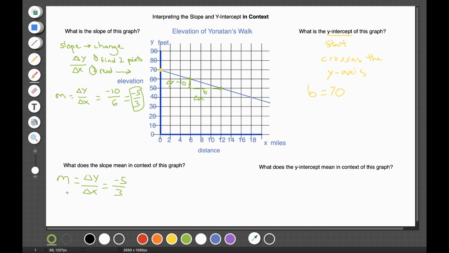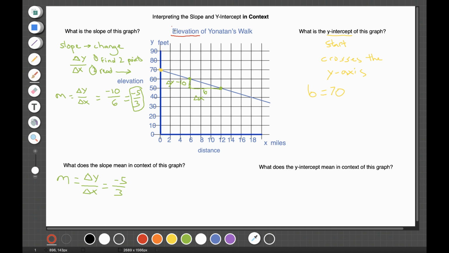This is going to be really important now to actually interpret the meaning, okay? So it's a changing amount. Now we have to actually look at the context of this problem. And you can do that by looking at the graph. This is the elevation of Jonathan's walk. Well, you need to know what that word elevation means. And if you're confused about that, you see this context all the time.